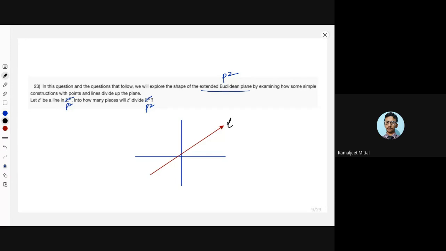So Kamaljeet, you say that it will divide into just a single piece. Can you give me an explanation for that? Sir, are there two points at infinity? Two points at infinity? No, this line will determine a single point at infinity. Correct.